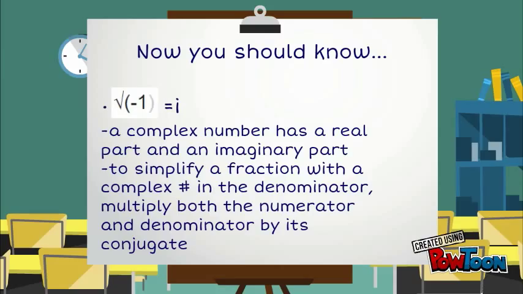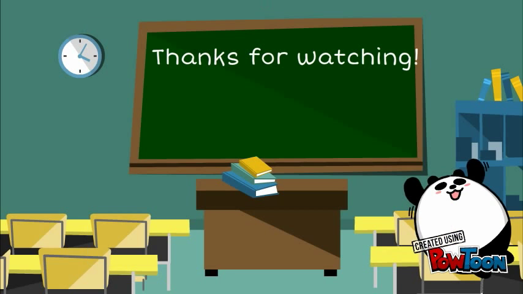Now you should know that radical -1 equals i, a complex number has a real part and an imaginary part, and to simplify a fraction with a complex number in the denominator, multiply both the numerator and the denominator by its conjugate.